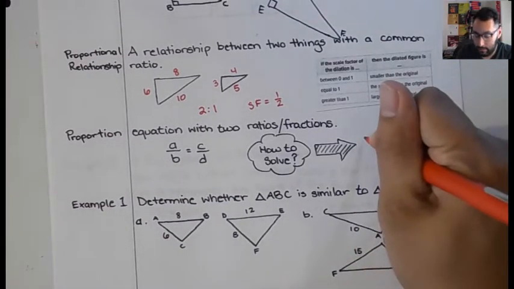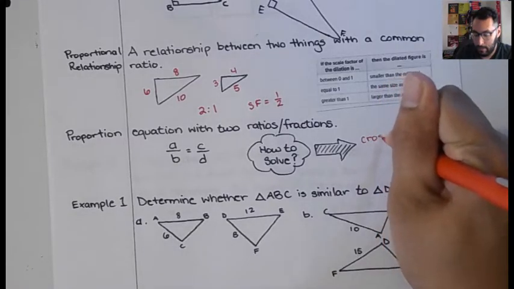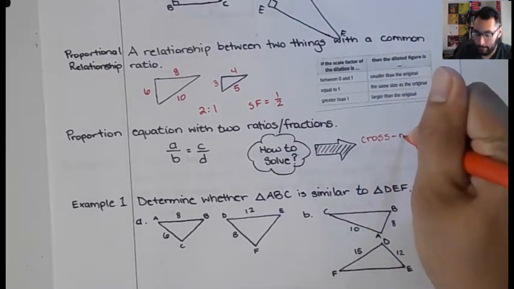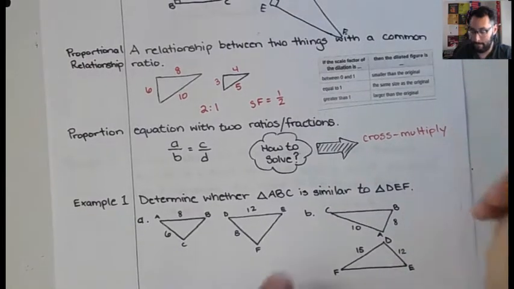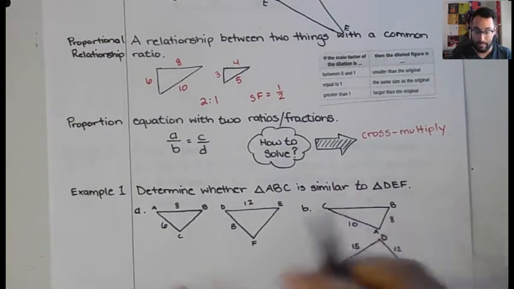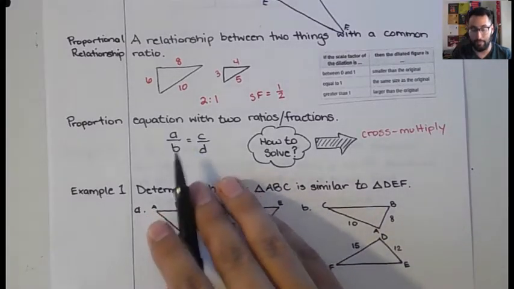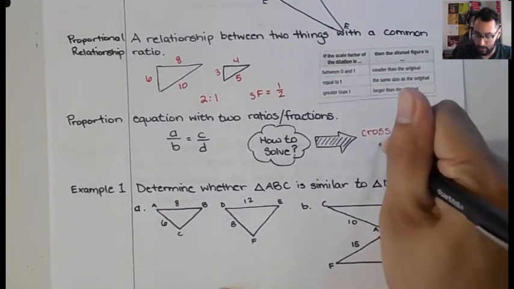We use something called cross multiply. Cross multiply means if we have A over B equal to C over D, I'll write that over here.